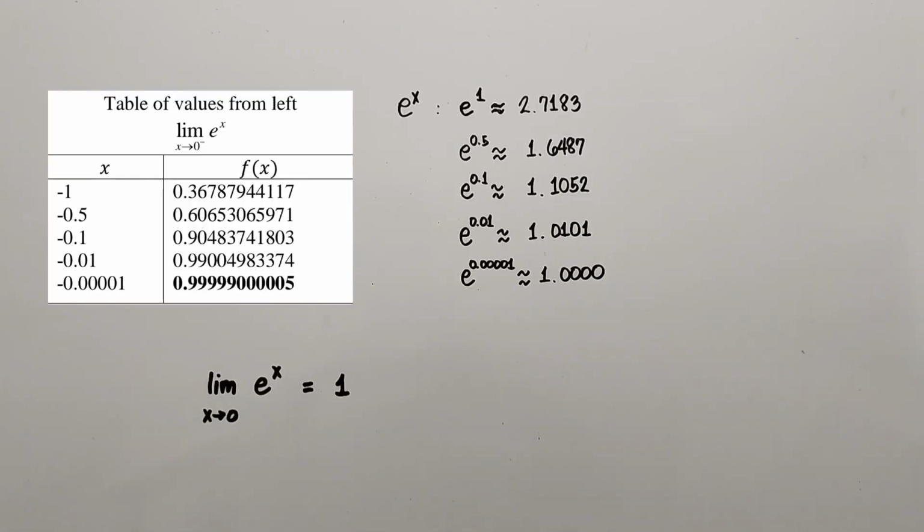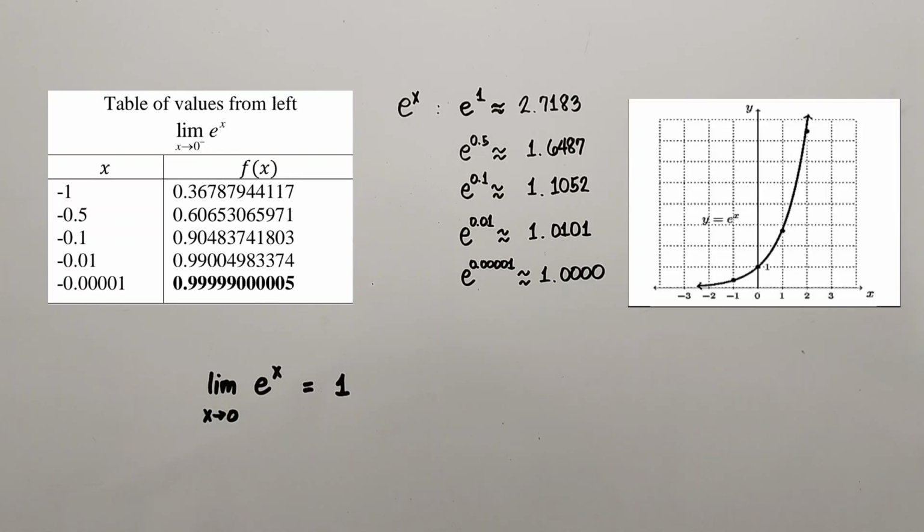Since both the left and the right side of x have the same value, which is approaching 1, we conclude that the limit of e^x as x approaches 0 is equal to 1. The graph of this function is found on the right.